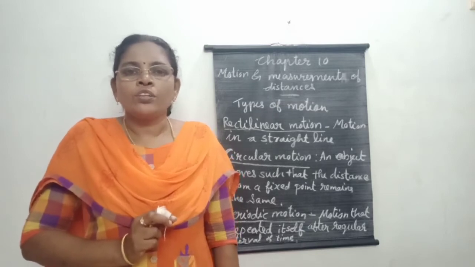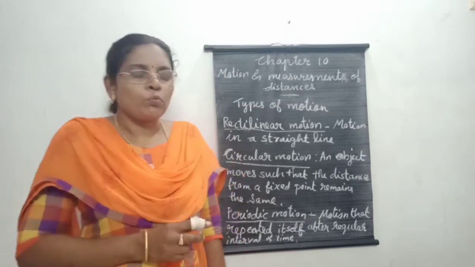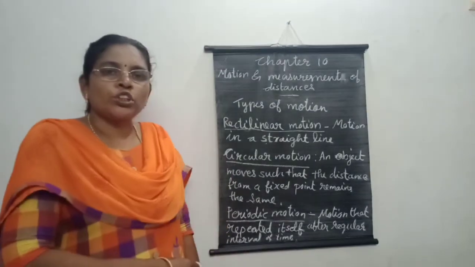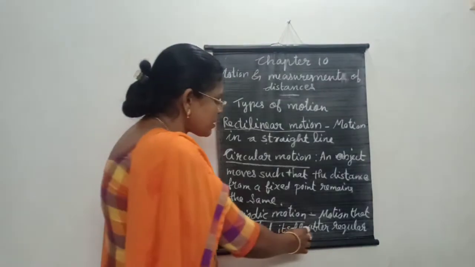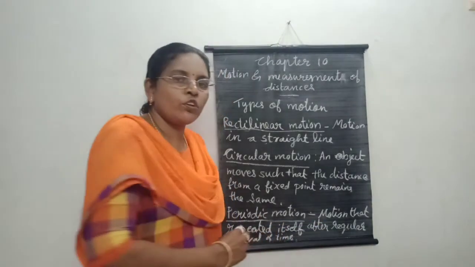Okay. Now our third type of motion is periodic motion. What is periodic motion? Motion that repeats itself after a regular interval of time.